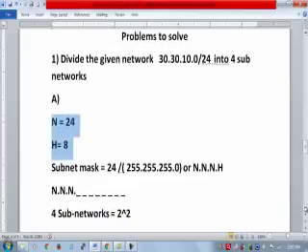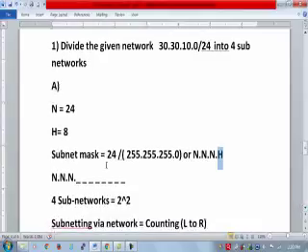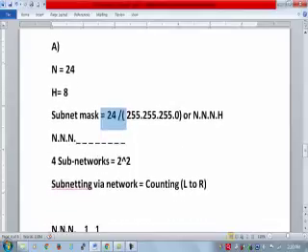Then I have just written down the subnet mask /24 into 4 octets, that is 255.255.255.0, or in simple terms I am just writing it as n.n.n.h, where n is all ones and h is all zeros. So this is nothing but a simple representation of 24 in terms of the subnet mask in 4 octets.